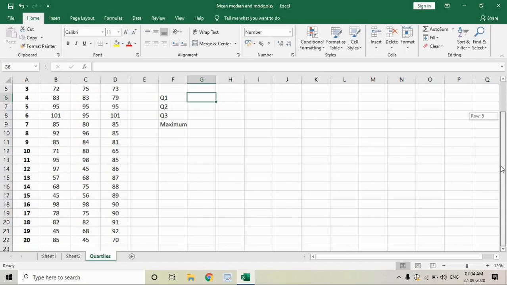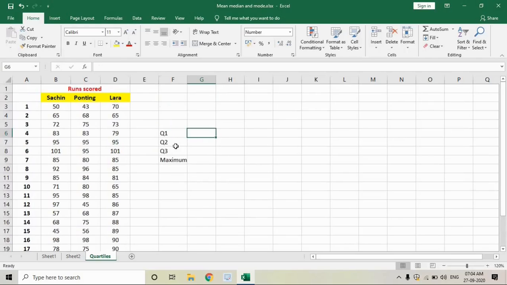I have just included some more matches, and now the total matches are 20. Okay, now let's see how to find out the values of quartiles in MS Excel, and then we need to go ahead with interquartile range and outliers, and we need to create a box plot graph for that. So let's try with Q1, Q2 and Q3 first.